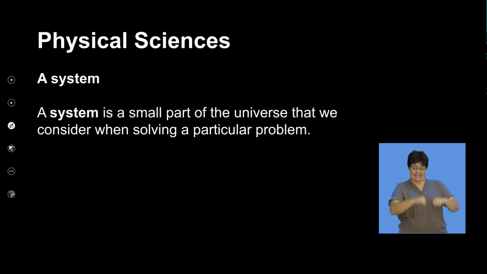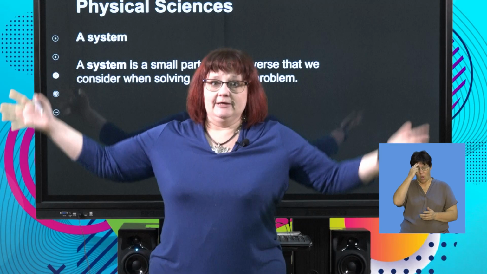So, let's define it nicely. A system is defined as a small part of the universe that we consider when solving a particular problem. So, we know the universe is very big.